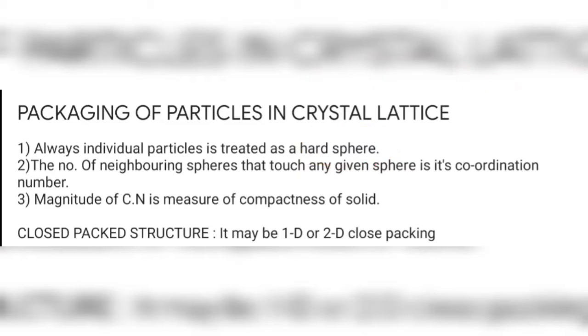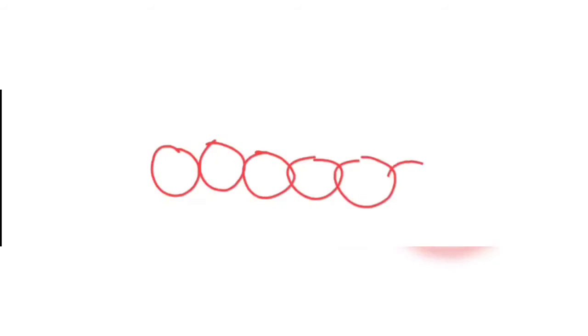So let's look at it deeply. What is a coordination number? It is a number which indicates that one atom is touched by how many atoms. For example, in a row formation, you can see that a sphere is touched by two spheres, 1, 2. So the coordination number of a row formation will be equal to what? It will be equal to 2.